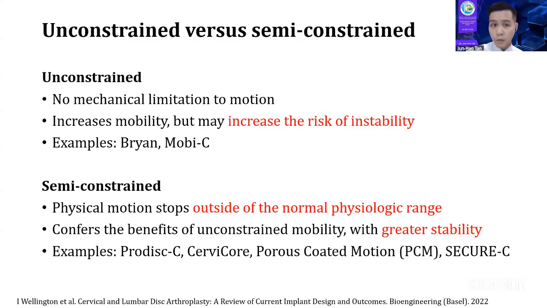Now, semi-constrained is much more common. Semi-constrained is defined as the physical motion being stopped outside of the normal physiologic range. That can be because of the inherent stiffness of the material used to make the implant itself, or because of a mechanical stop afforded by the implant itself. So of course, it confers the benefits of unconstrained mobility within the normal physiological range, but at the same time confers greater stability. And the examples are plenty. For example, the Prestige, the PCM, the Secure-C.